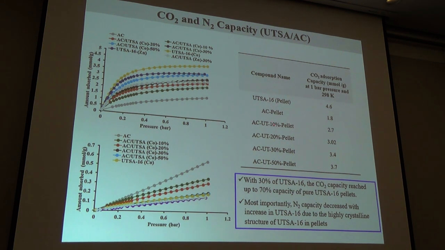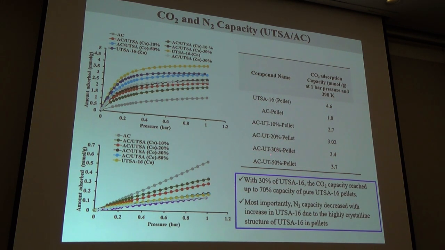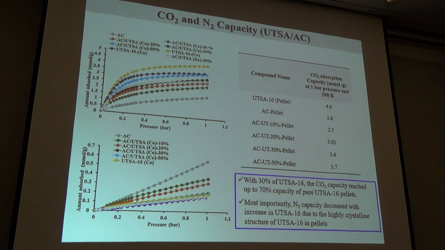But if we see only the AC pellets, its performance is very poor, that is 1.8 millimole per gram, and the selectivity is less than 20. But after addition of this UTC-16 MOF to AC, the selectivity also increased. I will show you in the next slide.